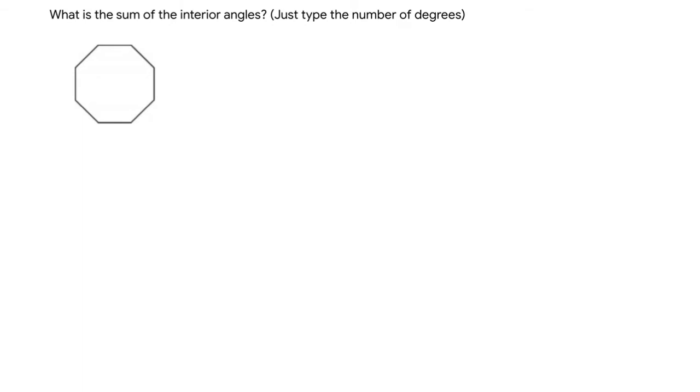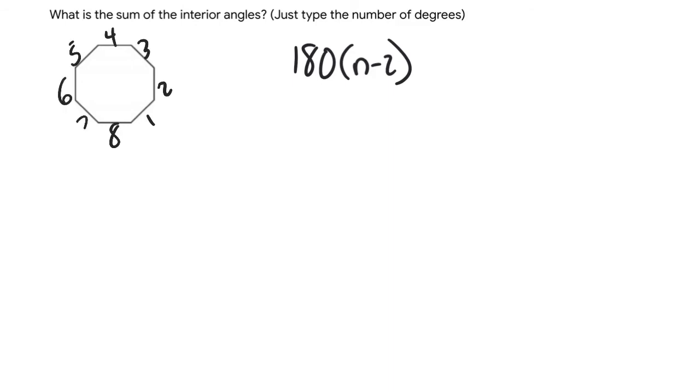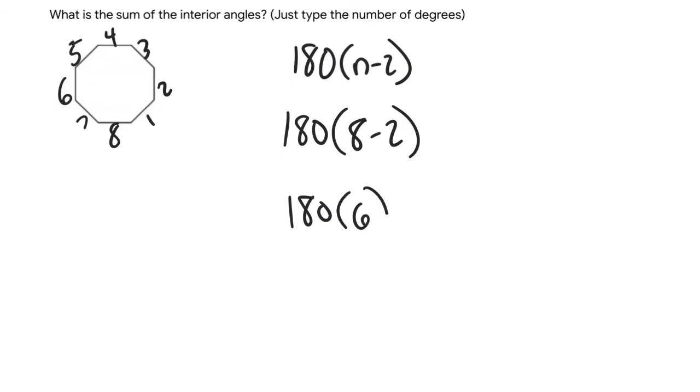To find the sum of interior angles, we're going to use 180 times n minus 2. Count the sides. I know by looking at it what kind of shape I have, but I want to count the sides just to double check. I do have 8 sides. It is an octagon. So all I have to do is 180 times 8 minus 2. I plugged 8 in for n because that's how many sides I have. 180 times 6 will end up equaling 1,080 degrees. That would be the sum of the degrees.